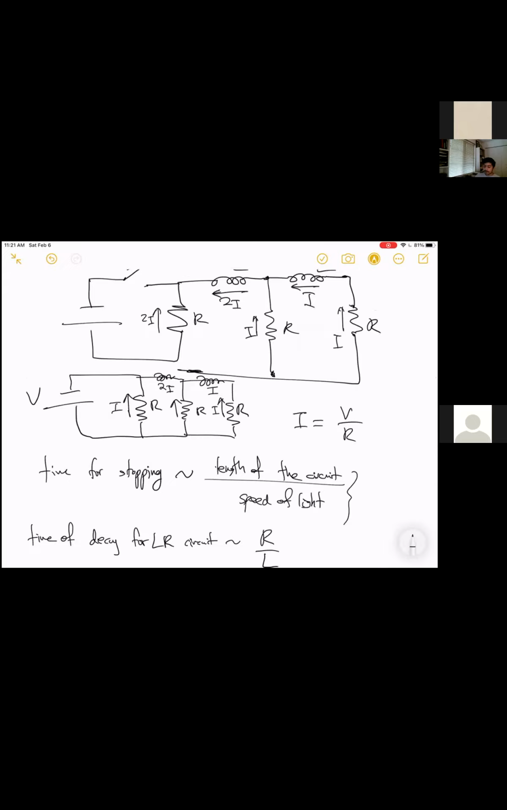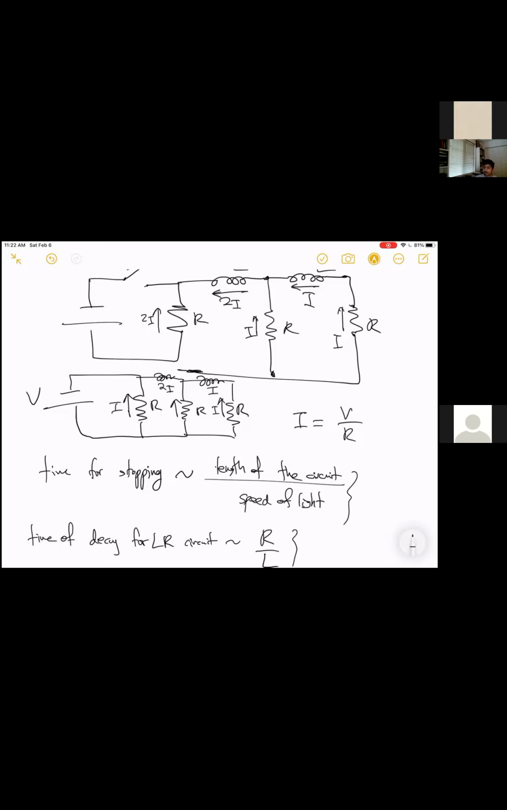So right when we open the switch, the resistors all immediately notice that it's opened, but the inductors still maintain their same current for some time. The vast difference in orders of magnitude of these two numbers explains why we can do that.